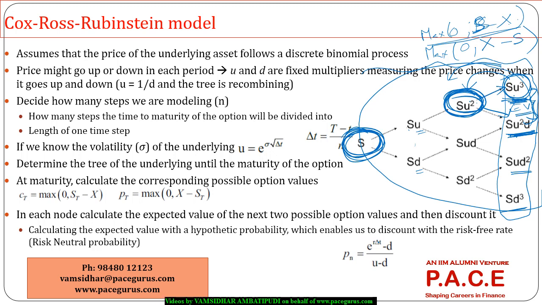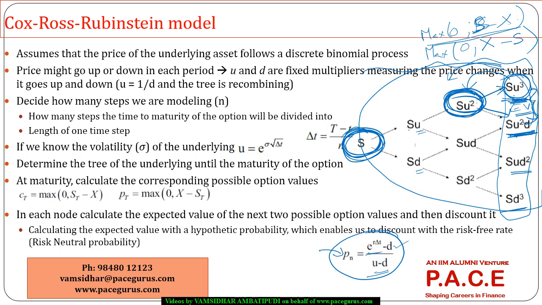Now one more important piece of information that we need to know is the probability of the up movement. We compute it through this mechanism: e to the power of r delta t minus the down factor, divided by the up factor minus the down factor.